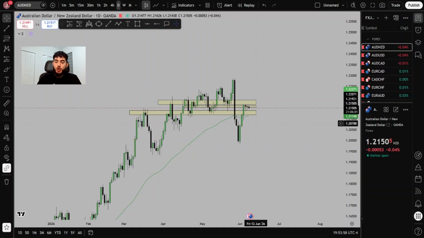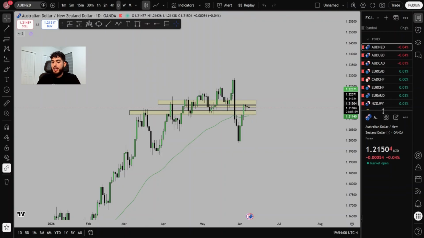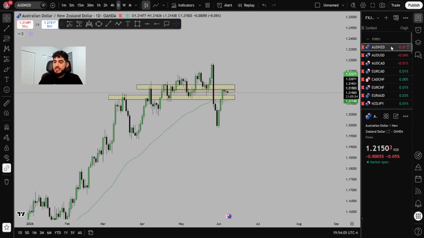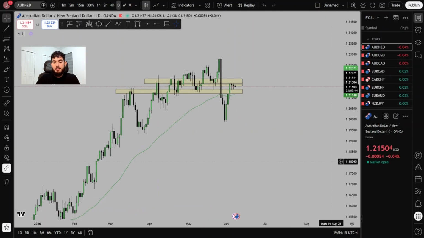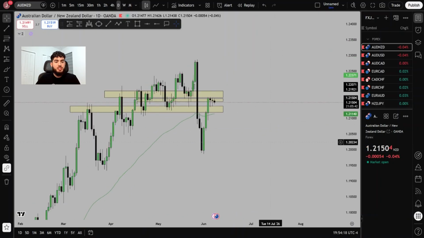I chose a total of 8 pairs that I'm going to be looking at for the week, and those pairs are AUD NZD, AUD USD, AUD CAD, Euro CAD, CAD CHF, Euro CHF, Euro AUD, and NZD JPY. Those are the top pairs I am looking at for the week, and I'm gonna jump right into AUD NZD.